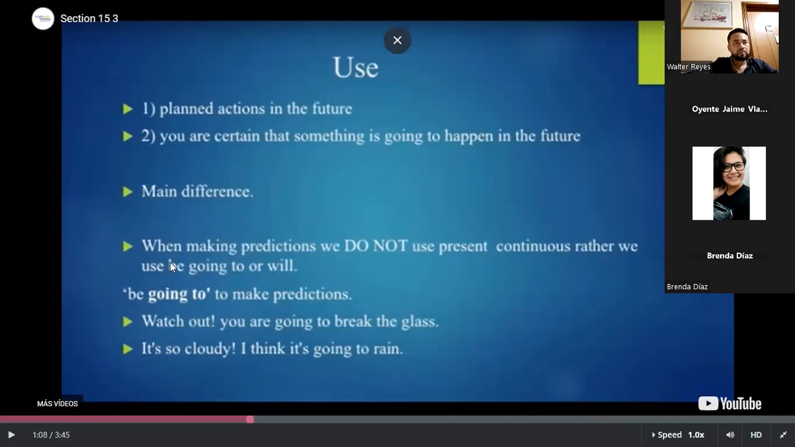When making predictions, we do not use present continuous.